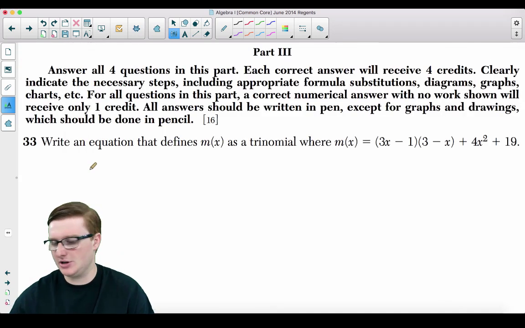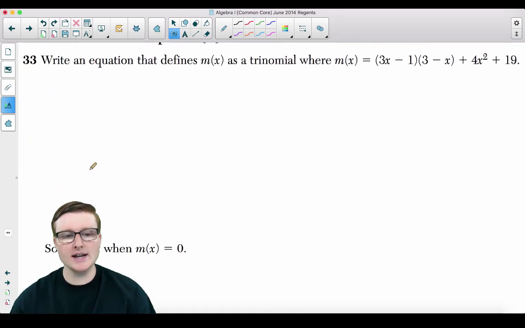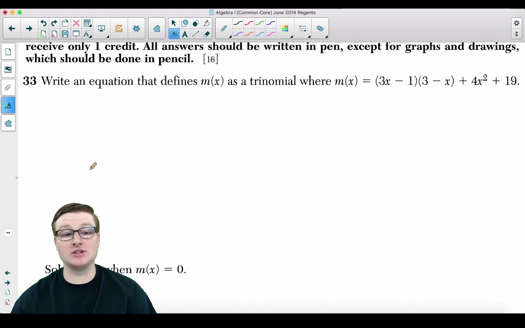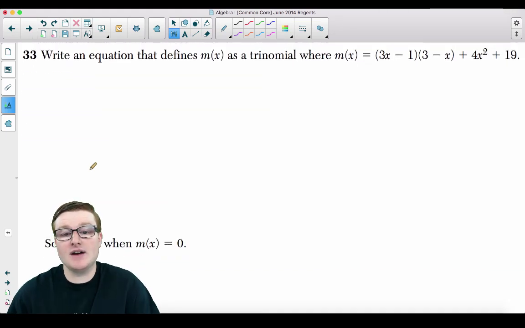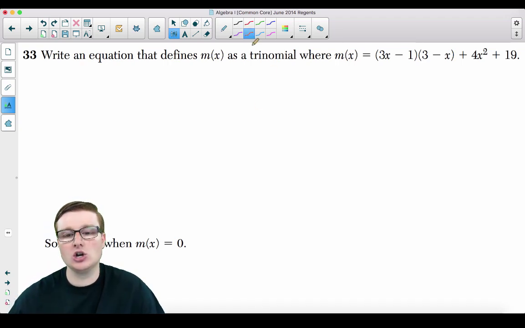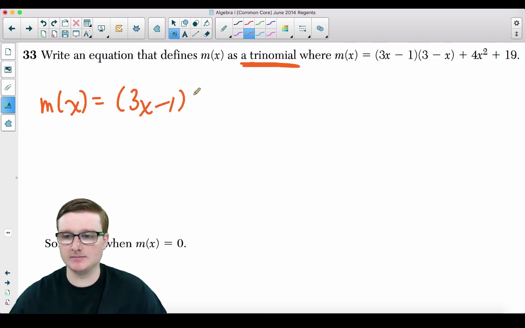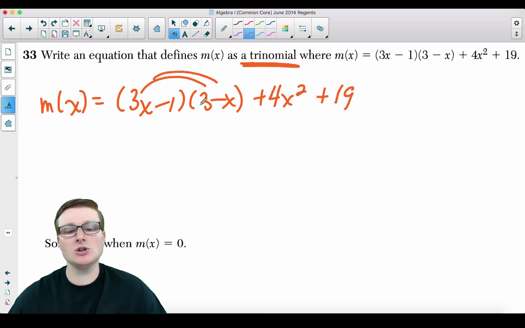Anyway, number 33. Oh, these are the part 3s. Write an equation that defines m of x as a trinomial, where m of x equals 3x times (3 minus x) plus 4x squared plus 19. So your job is to simplify this to a trinomial. Remember that you're trying to simplify this as much as possible, so you are going to distribute.